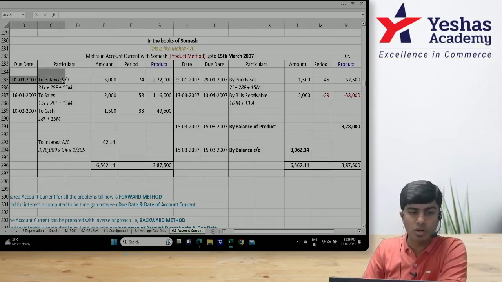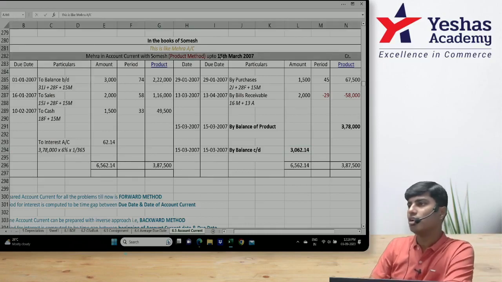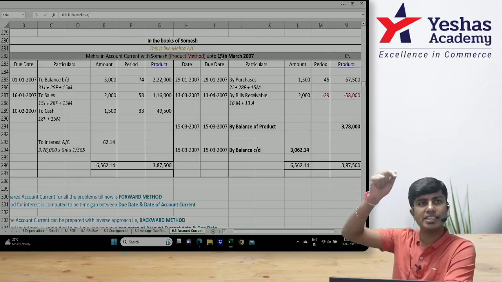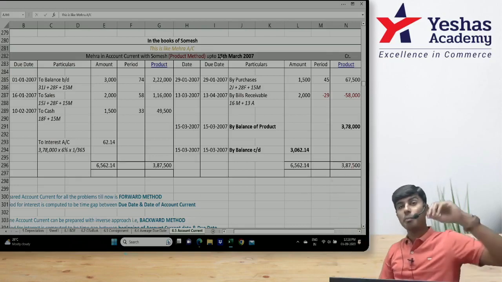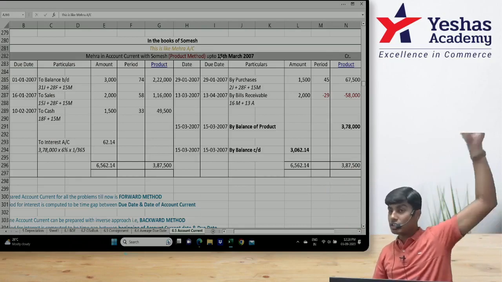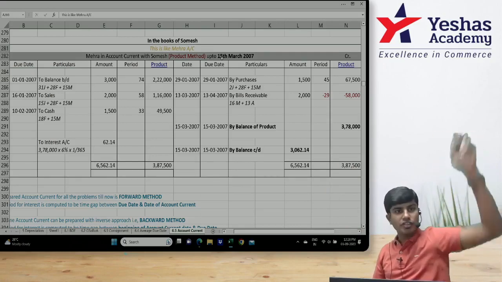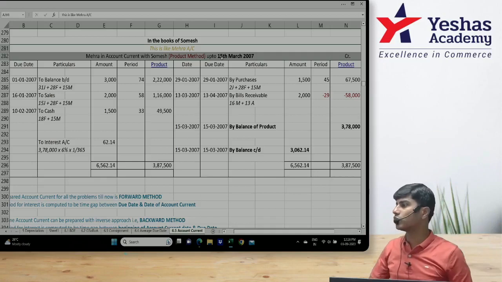See, the opening balance is on what date? 1st of January. The closing date is 15th March. For every transaction, from the transaction's due date to 15th March, we're computing interest. Under epoch, the beginning date is 1st of January: 1st of January to due date. That's how we do it.